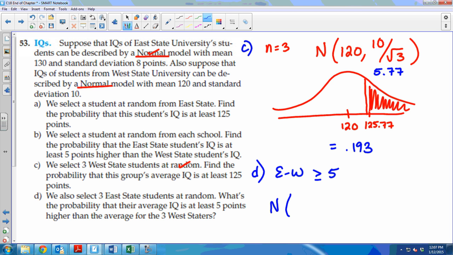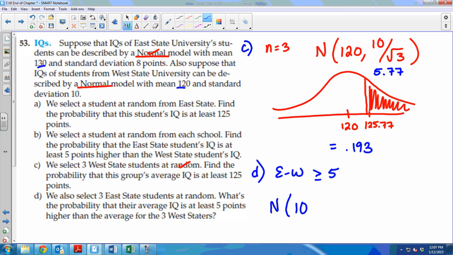Whatever we got in B, 130 minus 120, 10. Just the mean minus the mean, right? I thought you would multiply by 3. We're using a sampling distribution model, right? So for the sampling distribution model, the mean of the sampling distribution model is just the mean of our data.